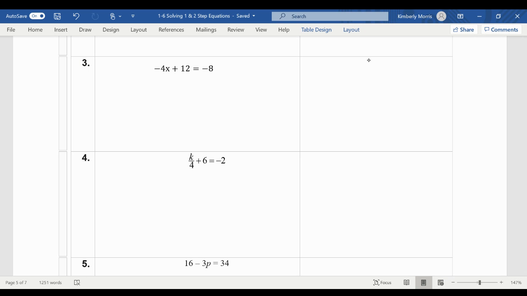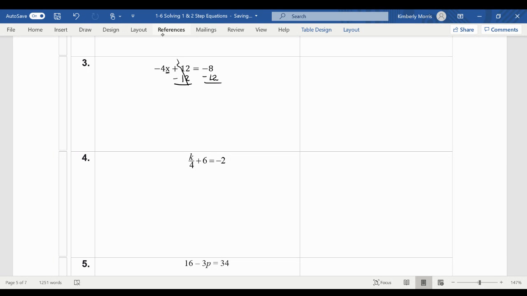All right, so again, my goal is always to isolate the variable. So in number 3, I'm going to try to solve for x. So here we have x. And so I'm always moving whatever is least attached to x first. So I would not move the -4 first. I would move the 12 because the 12 is least attached to the x.